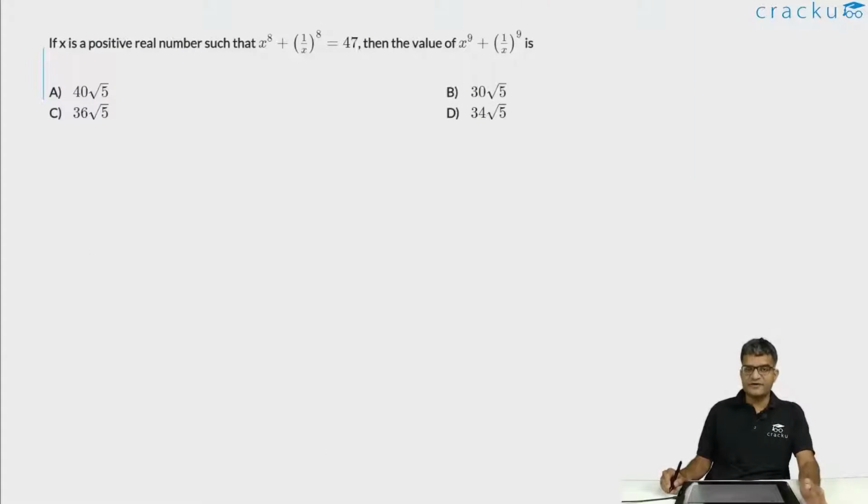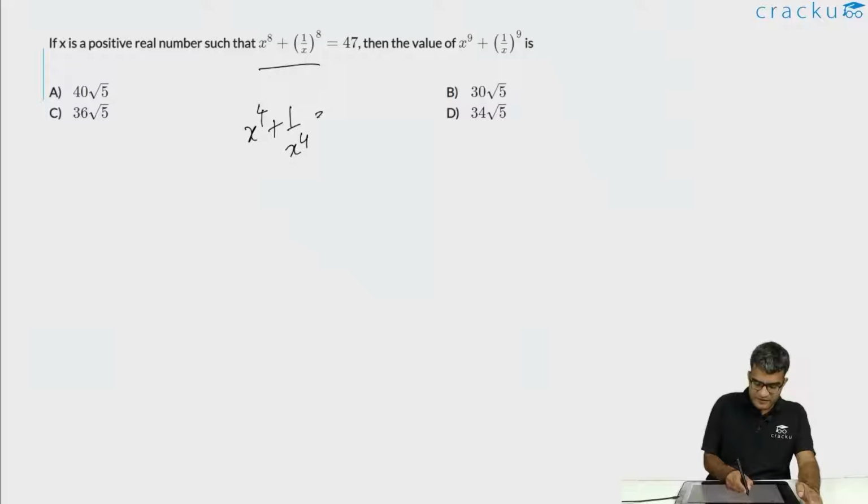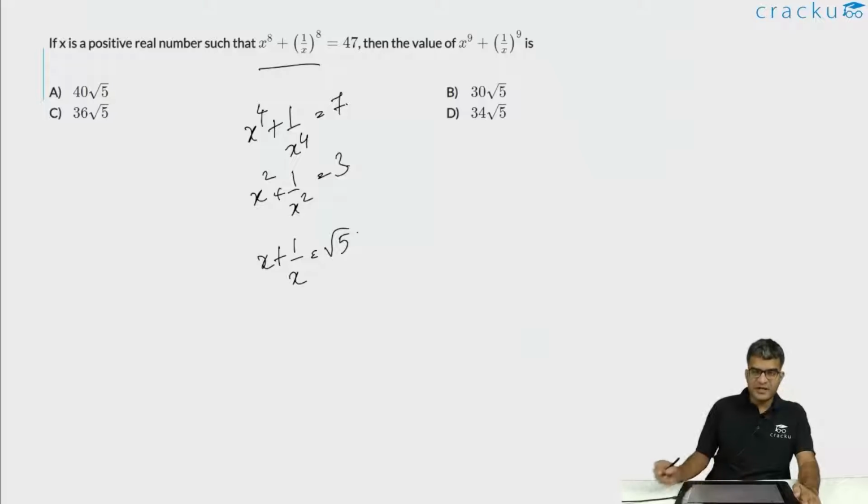Just to reiterate, what we have done is from x to the power 8 plus 1 by x to the power 8, we have calculated that x to the power 4 plus 1 by x to the power 4 will be equal to 7. From that we have calculated that x square plus 1 by x square will be equal to 3. From that we have calculated that x plus 1 by x will be equal to root 5.